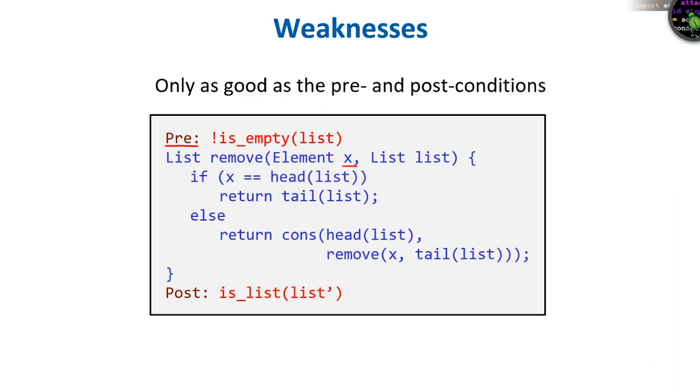Likewise, checking that the output of the remove method is still a list is weaker than the earlier post condition, which stated that the output is a list that no longer contains X. Since this post condition does not check that the list no longer contains X, it will silently succeed if the remove method has a bug that fails to remove X while at least preserving the list structure.